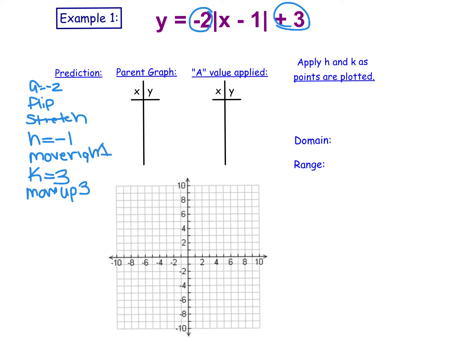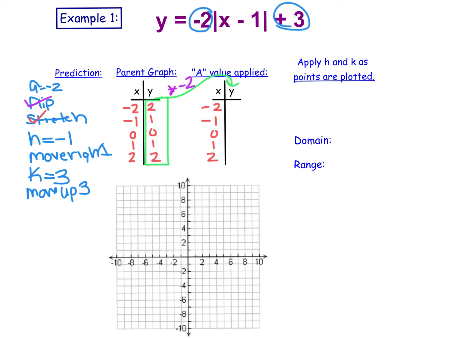So from here, now that I have an idea of what's going to happen, I'm going to start with my parent graph. So that goes -2, -1, 0, 1, 2, and then the y values are 2, 1, 0, 1, 2. And what I'm going to do here is apply my a value to the y values. So I'm going to leave the x values alone. Those stay the same. My y values are all going to be multiplied by -2. And that's going to take care of the flip and take care of the stretch all in one fell swoop.